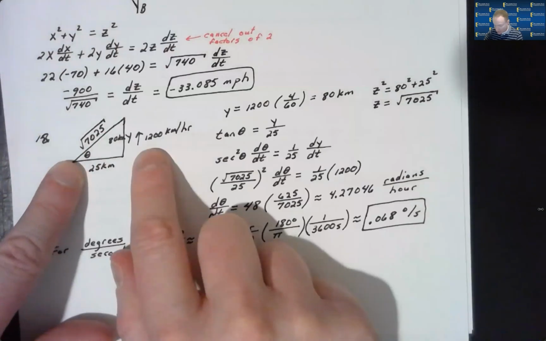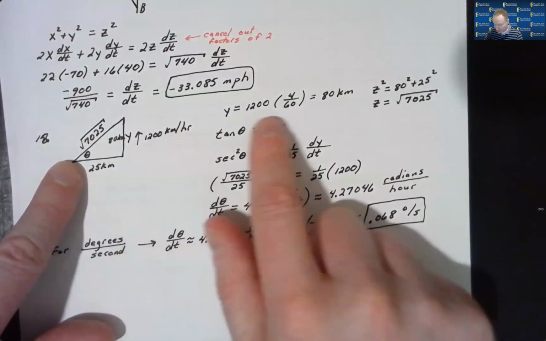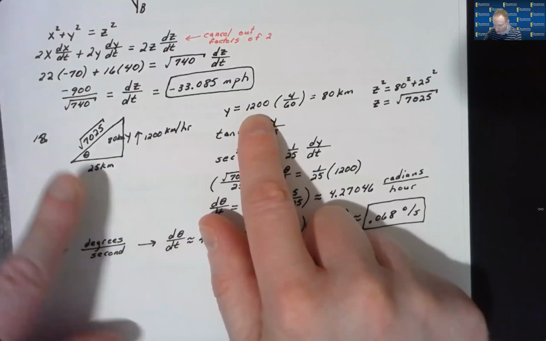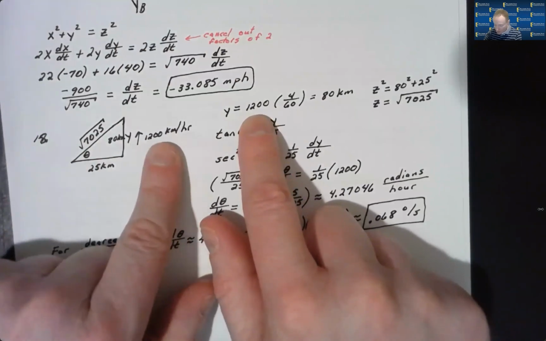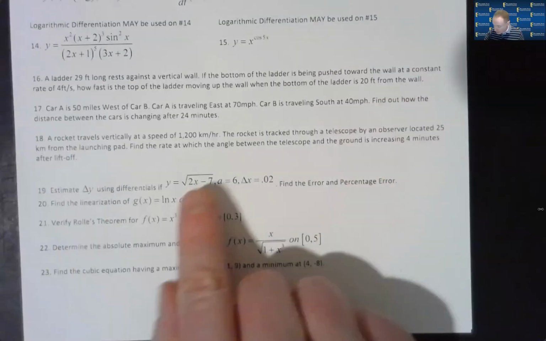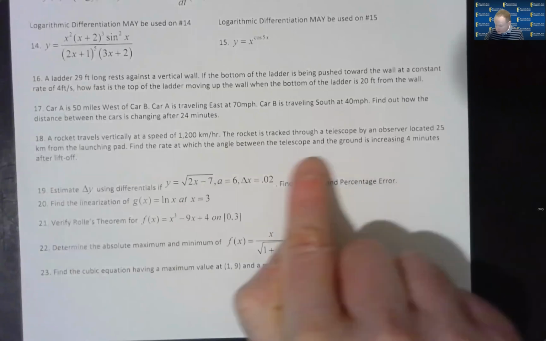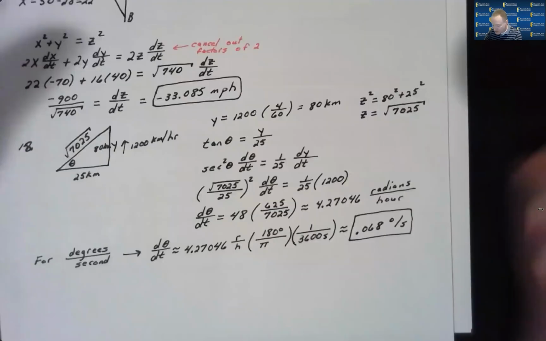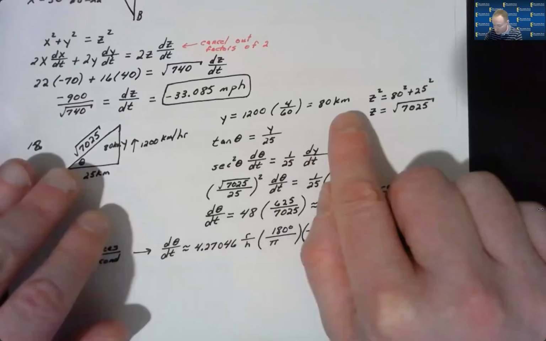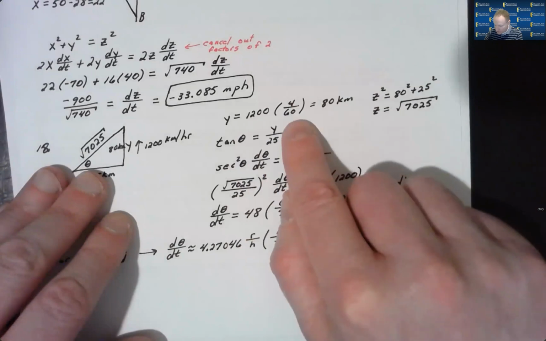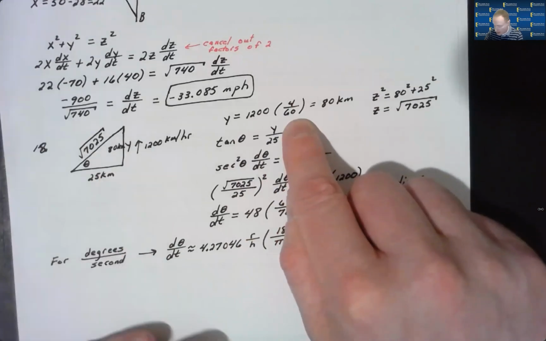First thing I did is I had to find out what y was at the point of interest. I know that the rocket is going up by 1,200 kilometers per hour, but we're interested in the instant where it's how fast the angle is increasing 4 minutes after liftoff. So the position of y at the point of interest is just going to be 1,200 times 4 over 60, or that's 1/15 of an hour.